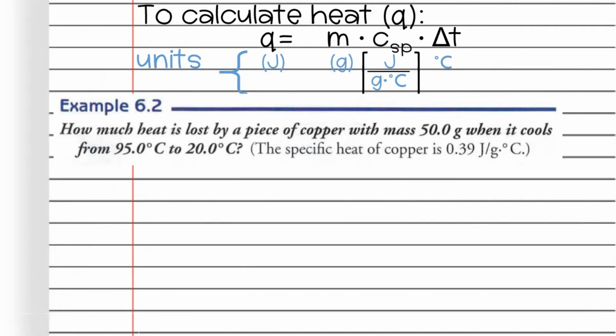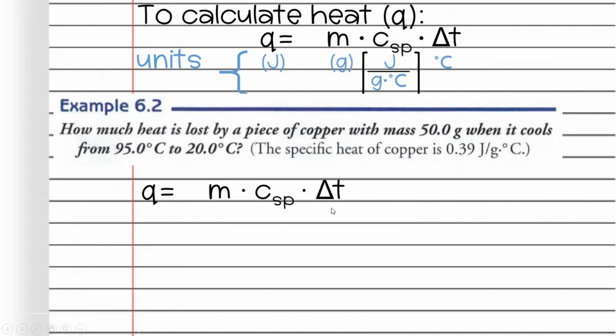So let's do example 6.2 from your book. How much heat is lost by a piece of copper with a mass of 50 grams when it cools from 95 degrees Celsius to 20 degrees Celsius? And they give us the specific heat of copper. It's 0.39 joules per gram degree Celsius.